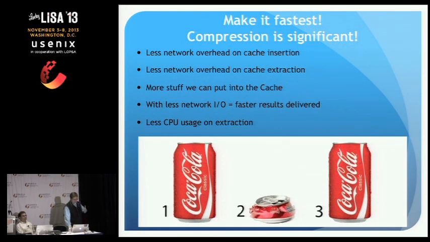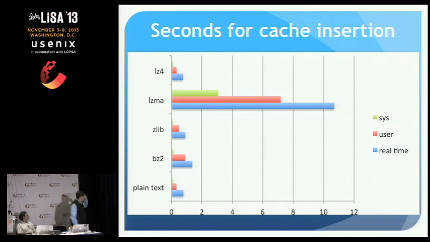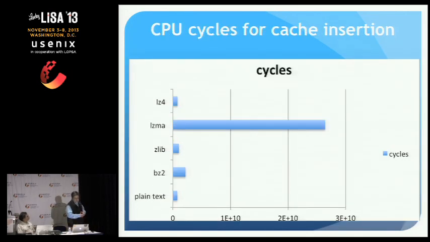So we evaluated 4 compression algorithms compared to plain text. This is how much time it takes for a single client to execute our CFEngine policy and insert its data into the cache. Of course, plain text here is the fastest, but BZ2, zlib, and LZ4 are pretty close behind it. Again, this is CPU cycles for the client to insert data into the cache. LZMA here is pretty bad compared to the rest of them, but you can see plain text is pretty cheap, and BZ2 is not too bad behind it.